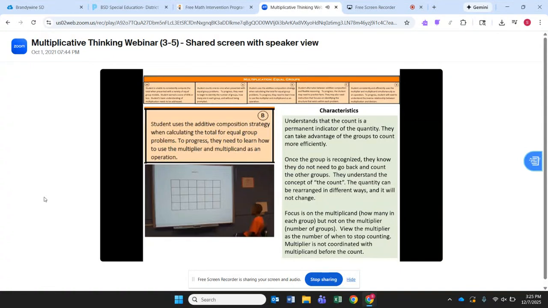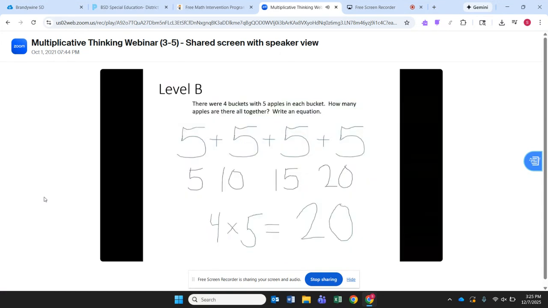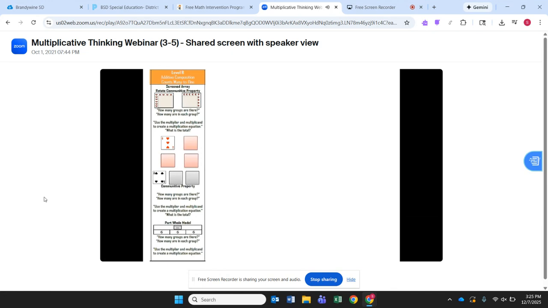So instructionally, what we'll be focusing on is them creating equations. So again, this is what a student who is functioning at level B would do if they were given the story problem, 4 buckets with 5 in each bucket, how many apples would there be? They'd either do repeated addition or skip count by 5, 10, 15, 20. And then at the end, they'd know they'd have to write an equation, so they'd go ahead and write 4 times 5 equals 20, but they wouldn't have used that equation to actually get the answer. It would have been the last thing that they created, not the first thing. So when looking at level B, there's 2 goals, right?